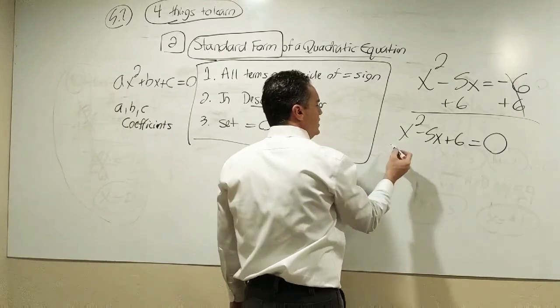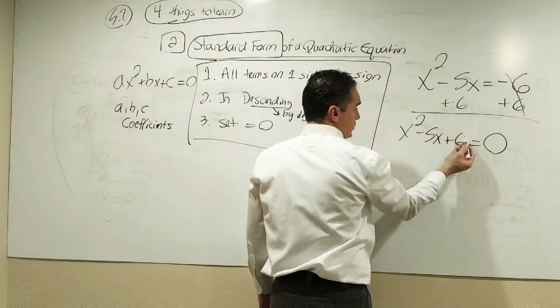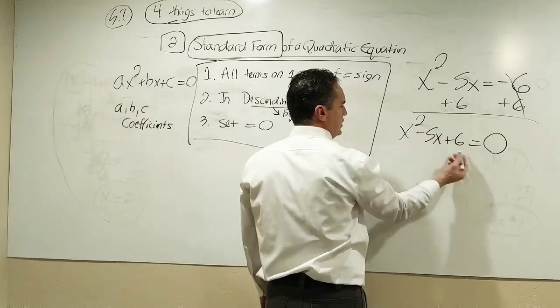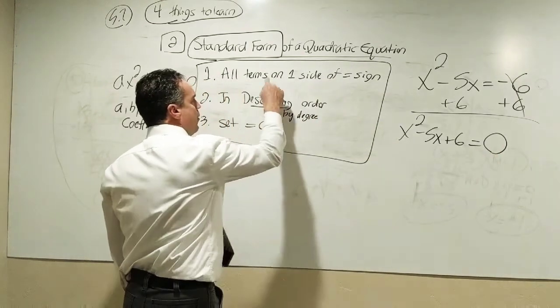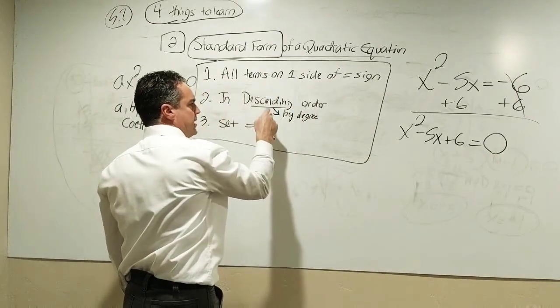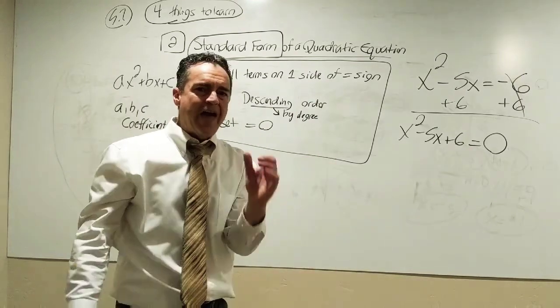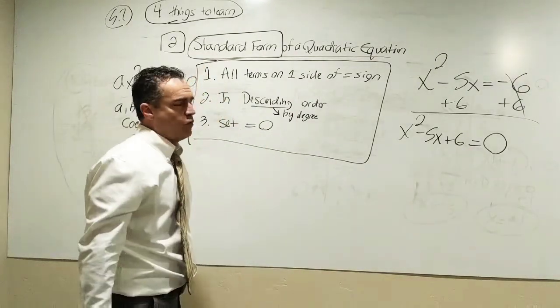Now, are these in descending order? Degree 2, degree 1, degree 0 ultimately. Yep, they're in descending order and it's all set equal to 0. So now all my terms are on one side, it is in descending order and is set equal to 0. That is the standard form of a quadratic equation.